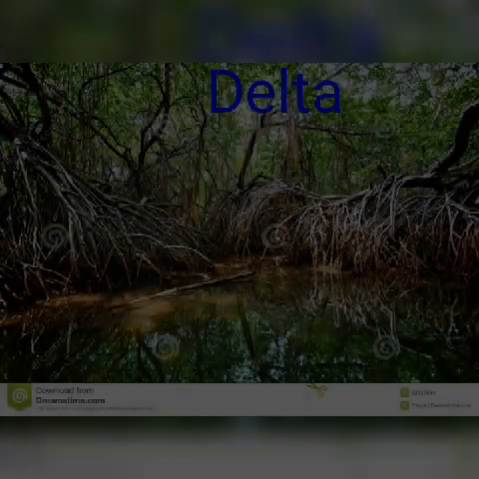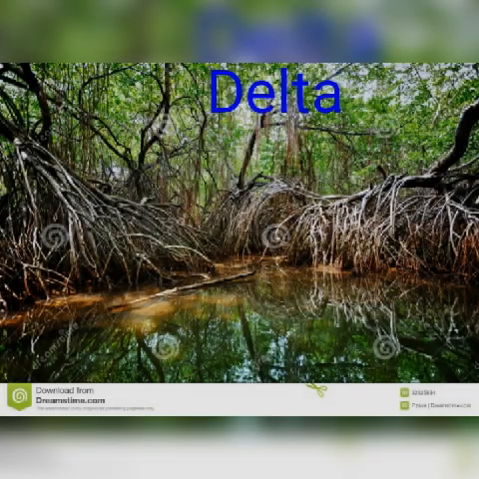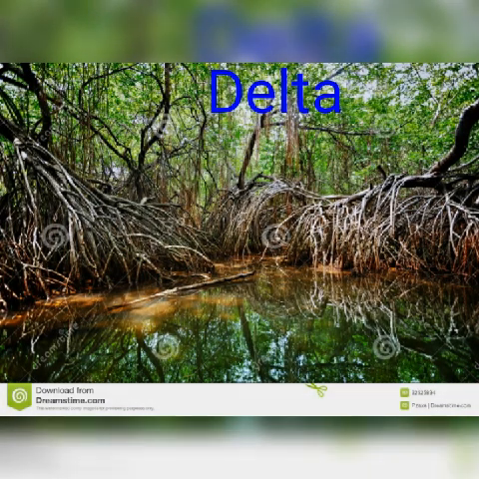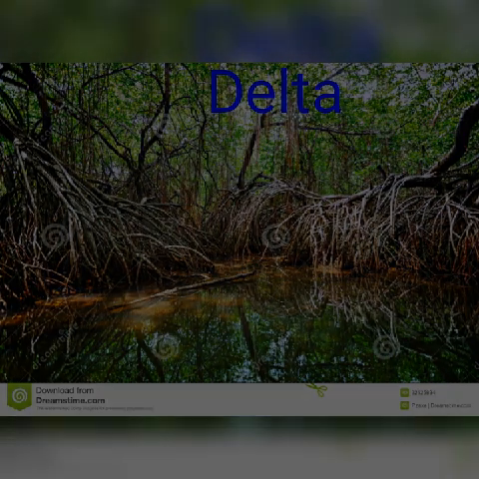Next we have deltas. What is this delta? A land area formed with the deposit of sediments carried by a river close to river mouths, with the shape of a triangle.